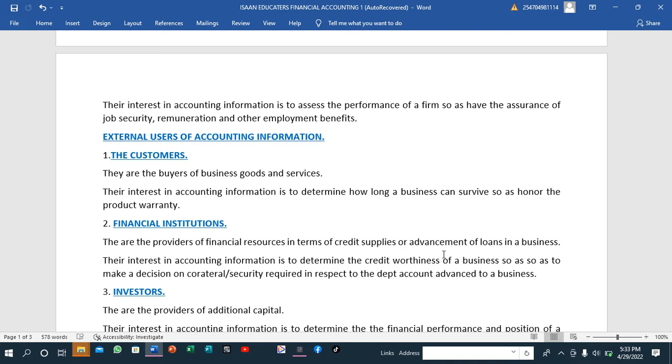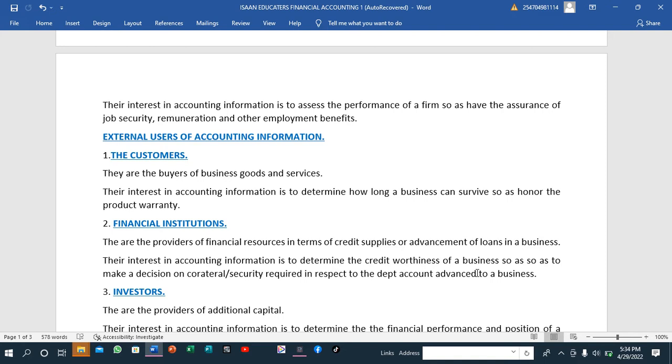The next, we have the financial institutions. Basically, these are the providers of financial resources in terms of credit supplies or advancement of loans in a business. For instance, very many businesses or companies work under loans. These financial institutions mainly include the banks, which advance loans to a business so that they can pay after an agreed period of time. Their interest in accounting information is to determine the credit worthiness of a business, so as to make a decision on collateral or security required in respect to the debt advanced to a business.